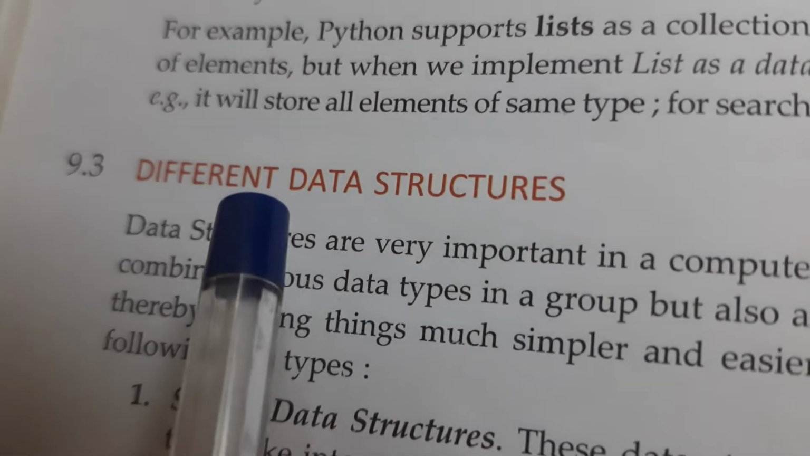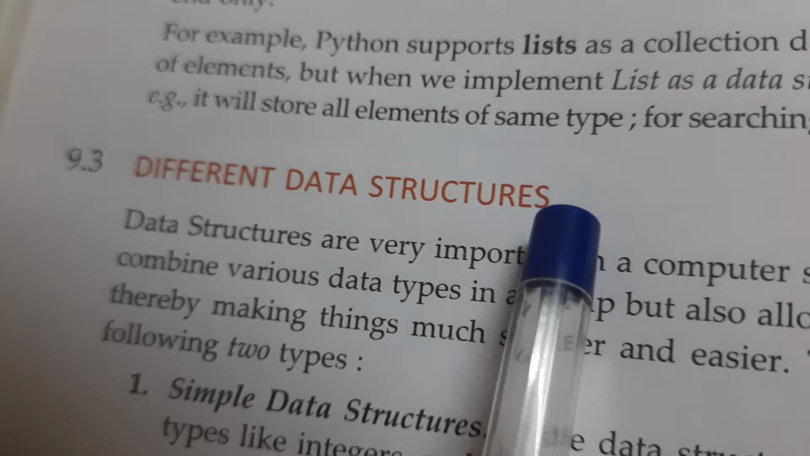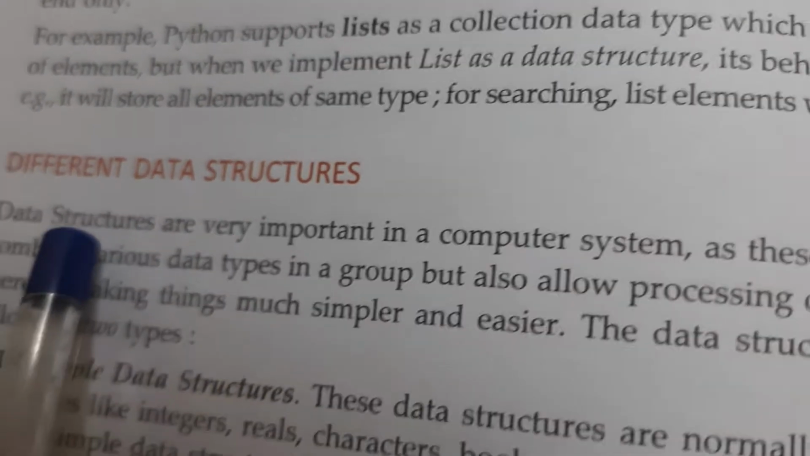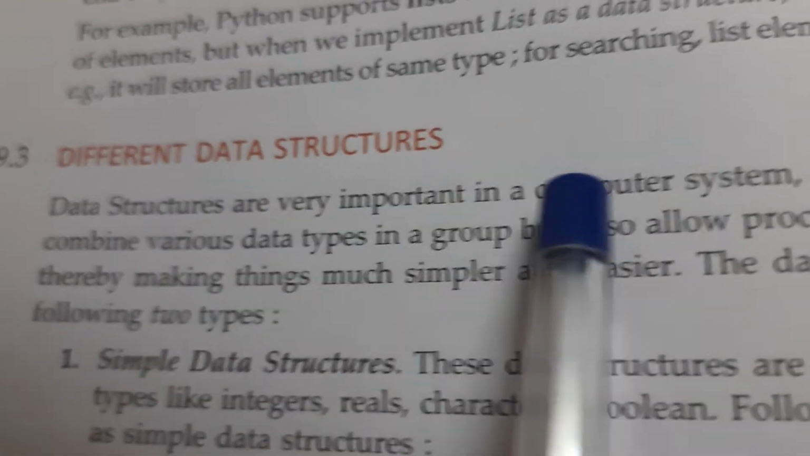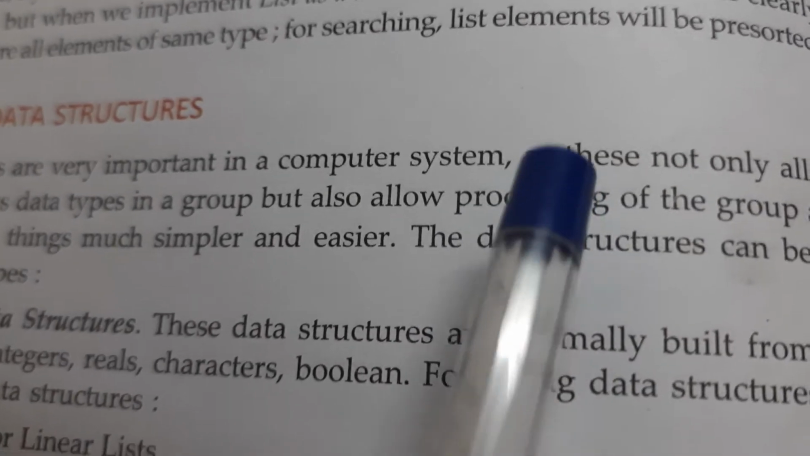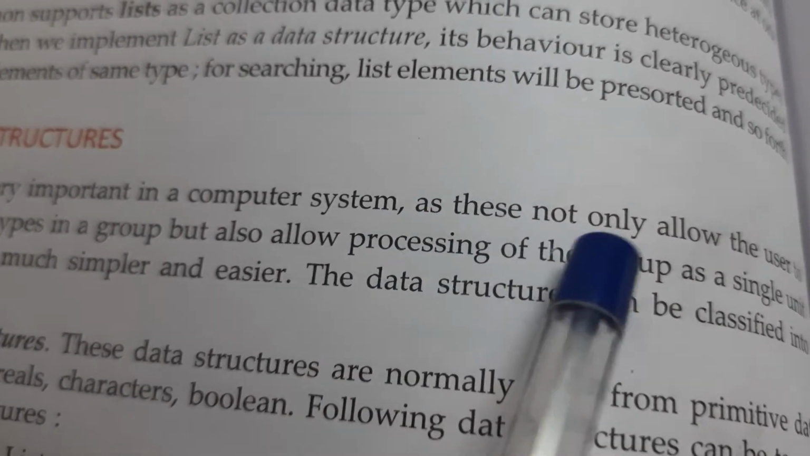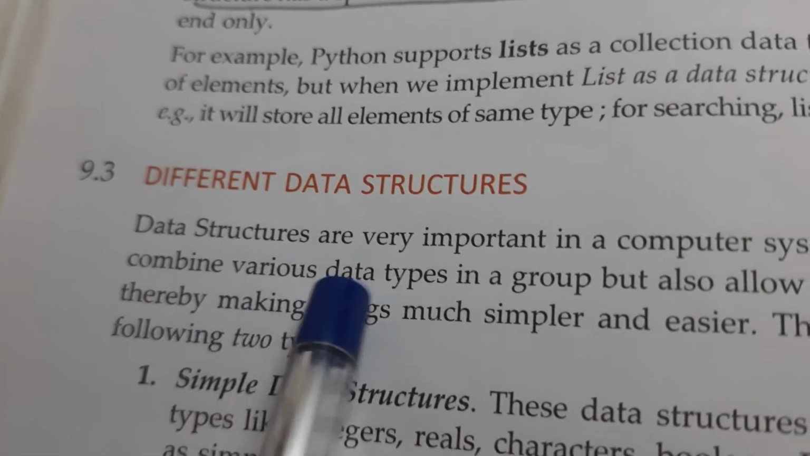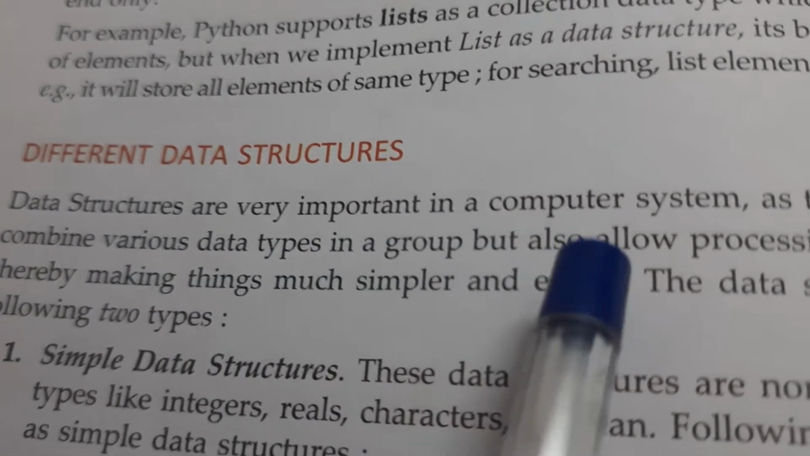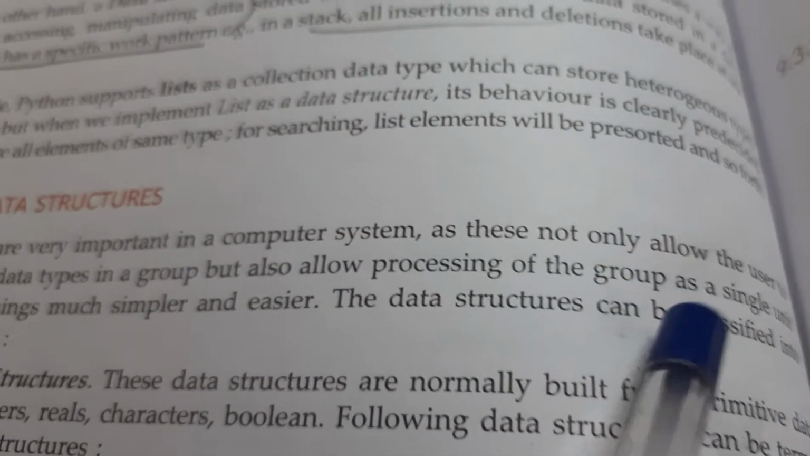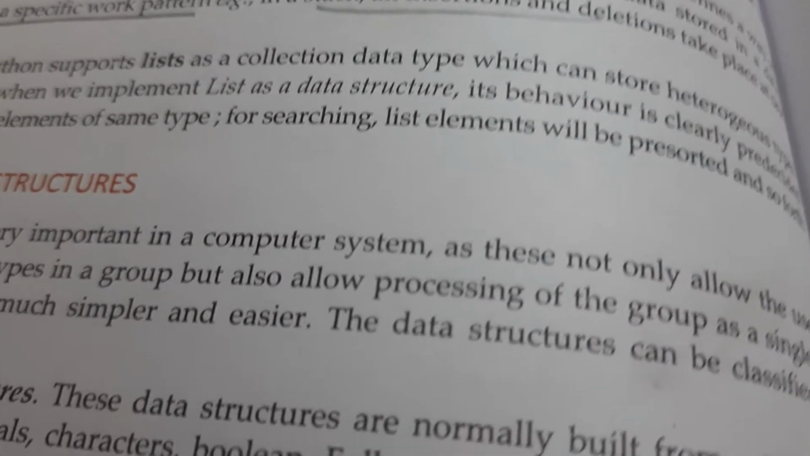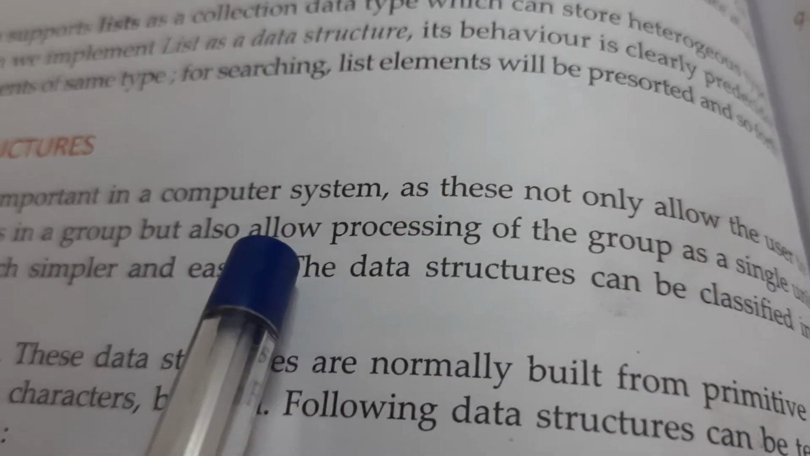Children, now we'll see different data structures. Actually, data structures are very important in a computer system because they not only allow the user to combine various data types in a group, but also allow processing of the group as a single unit. It will allow you to process the data.